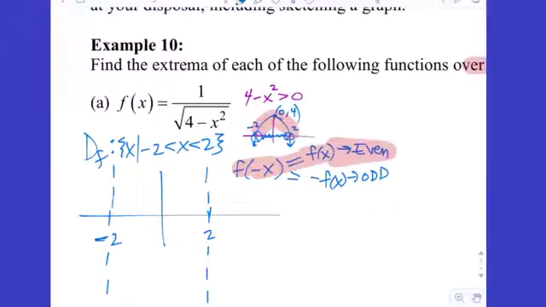All right, let's pick up a free point. What's the easiest point to get for any function? When x is equal to 0, the y-intercept. Plug in a 0 and you get 1 over the square root of 4. That's 1/2. So we got the point 0, 1/2 right here.